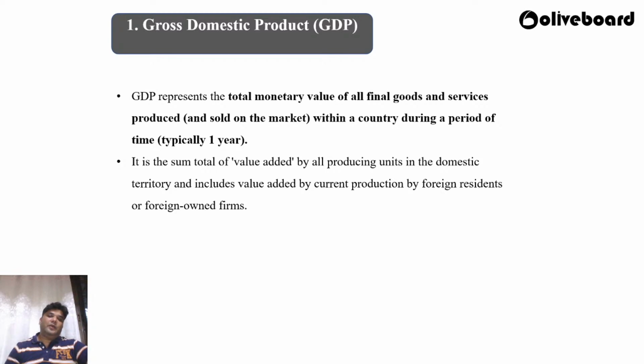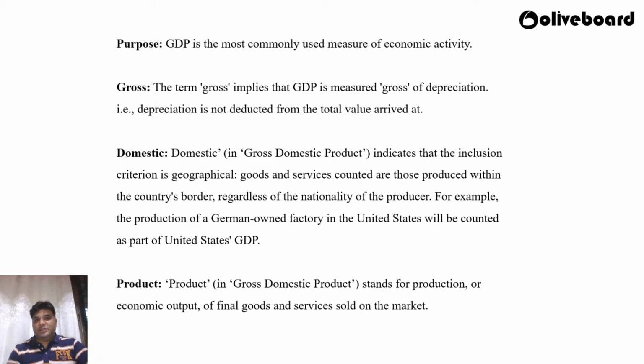You understand that regardless of whether they are domestically owned or owned by entities across the world, their value addition will always be considered in the total value added while computation of GDP, right? So it is basically कि टेरिटरी के अंदर हो रहा है कि नहीं हो रहा है. अगर इंडिया के टेरिटरी के अंदर हो रहा है तो of course it will be added, right? So GDP, as I've told you, is the most commonly used measure of economic activity, and the term gross implies that GDP is measured gross of depreciation.